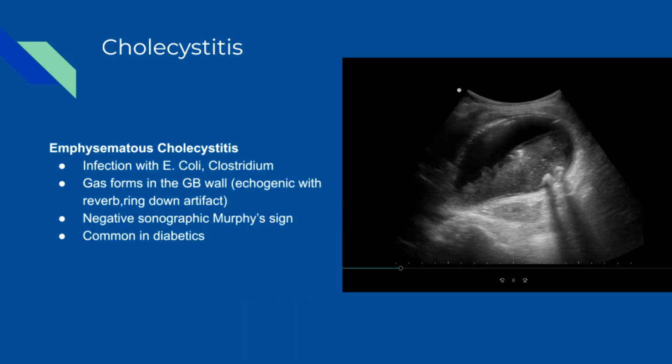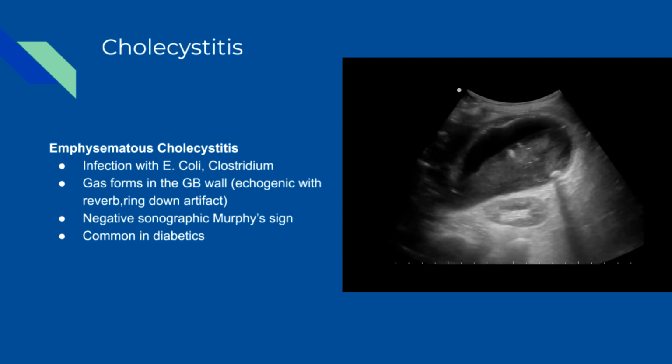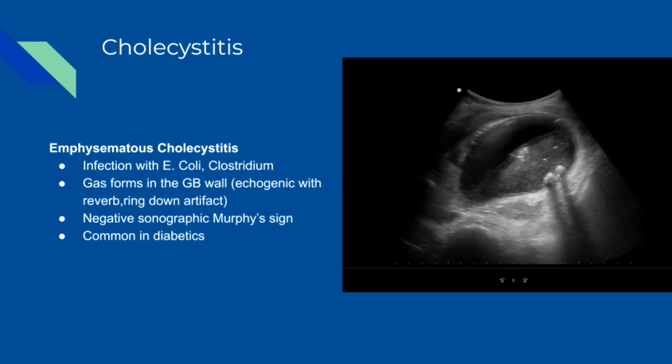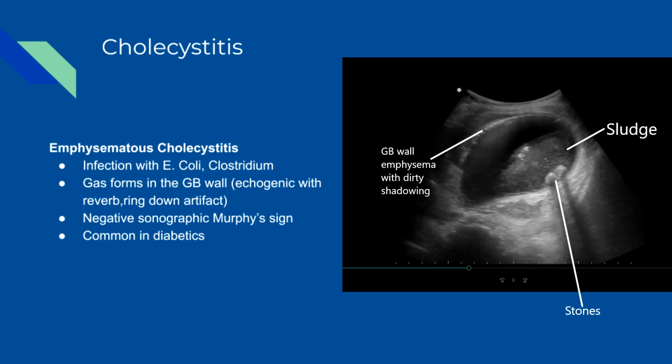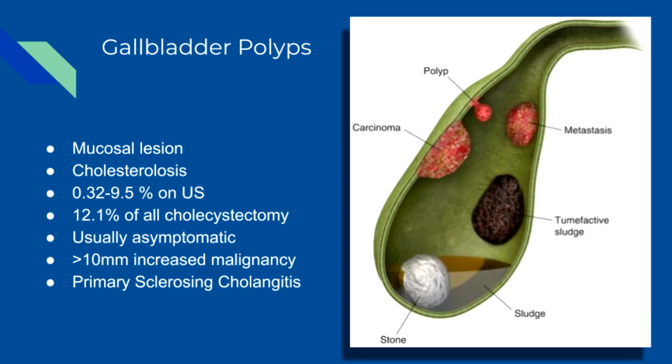Emphysematous cholecystitis is a form of cholecystitis caused by gas-forming organisms, normally Clostridium or E. coli. It occurs in 1% of cholecystitis cases, but can develop rapidly, leading to perforation and mortality in up to 15 to 25% of patients. Sonographically, you'll see an inflamed gallbladder with hyperechoic areas in the gallbladder wall, representing gas with reverberation, dirty shadowing, or ring down artifact. Okay, on to gallbladder polyps.